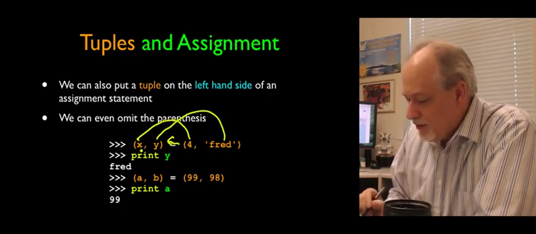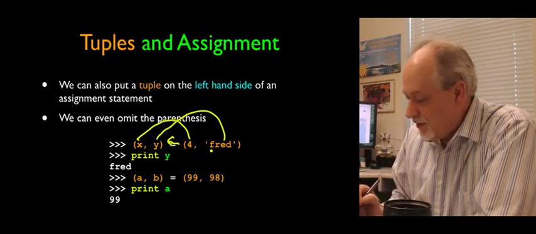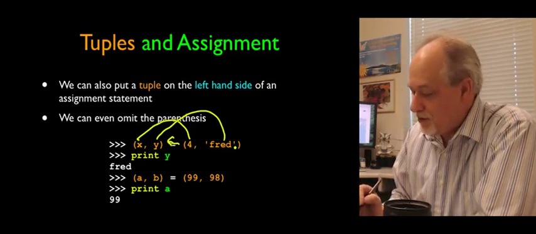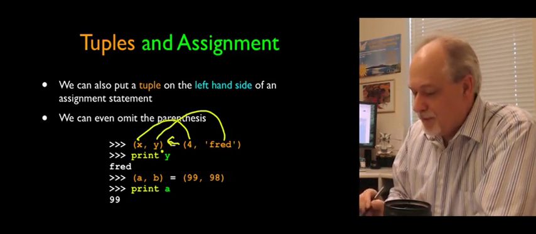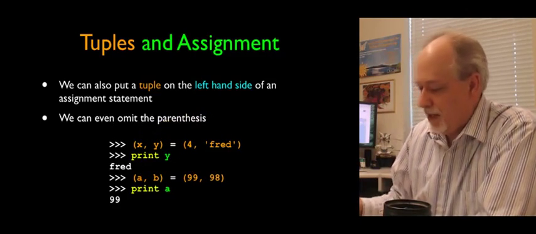This is a tuple. This is a tuple. You cannot have constants on the left-hand side. You can have variables or constants or expressions on the right-hand side, but the left must be two variables. Similarly, in this one, the 99 goes into A and the 98 goes into B.